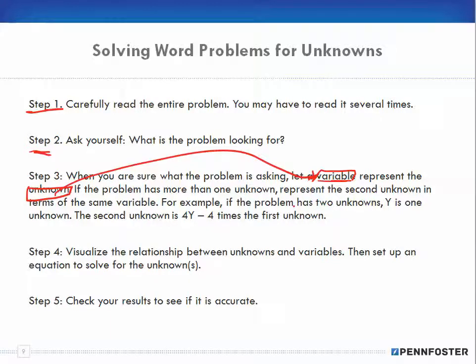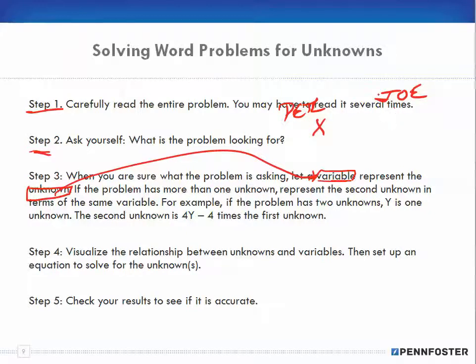To give a little bit better example, this is what was typed in the book. But let's say, and I'm not going to use the letter Y, I'm going to use the letter X. Let's say Pete has X of something. And this is Pete. Okay, and let's say Joe, he has 4 times as much as Pete.